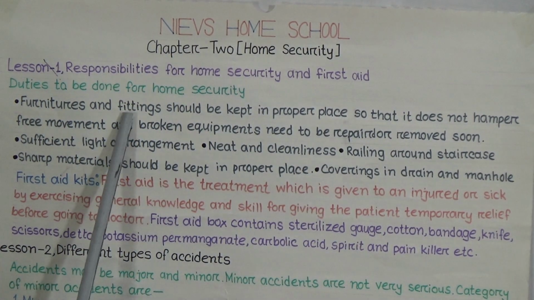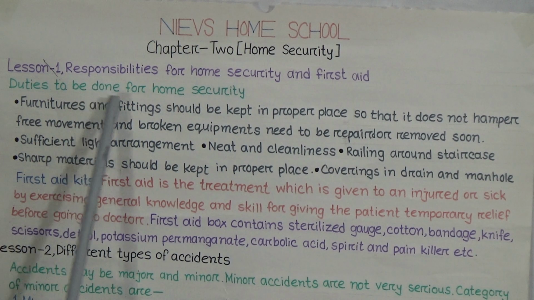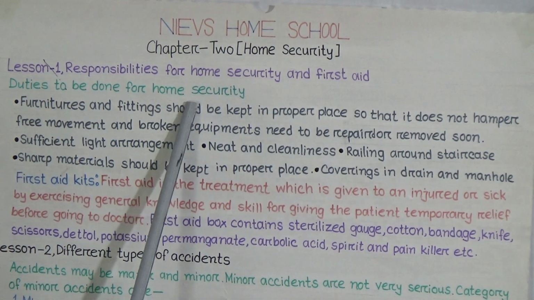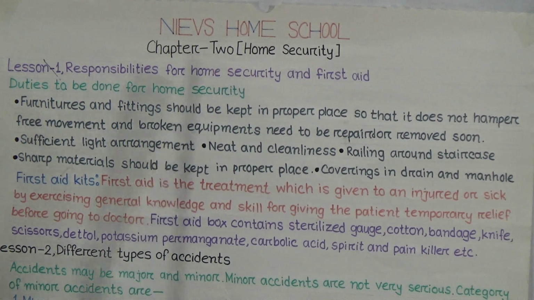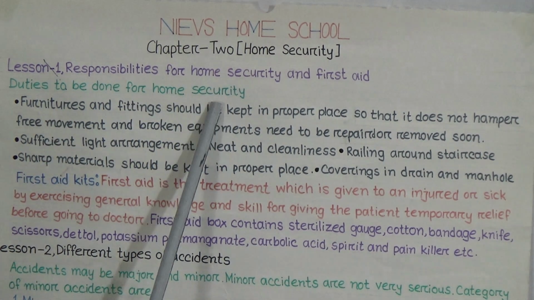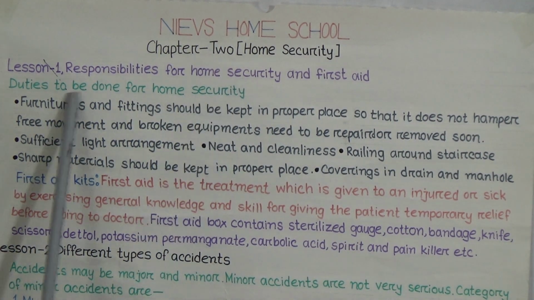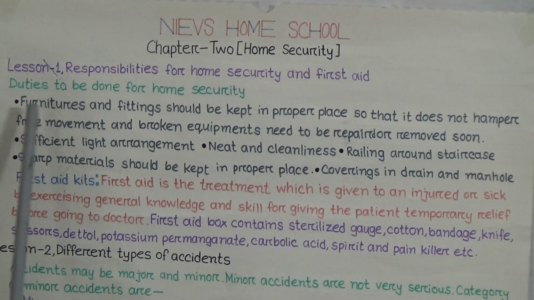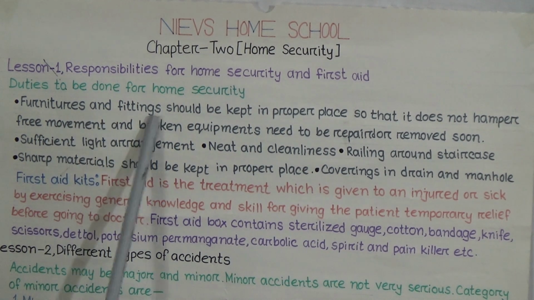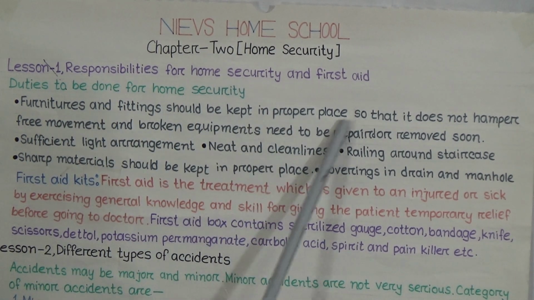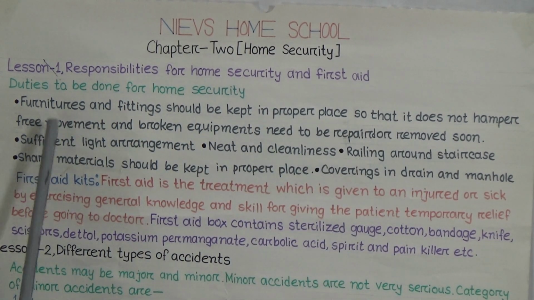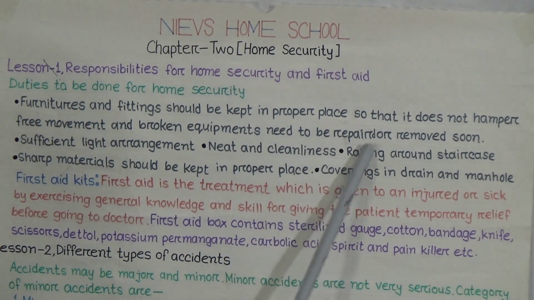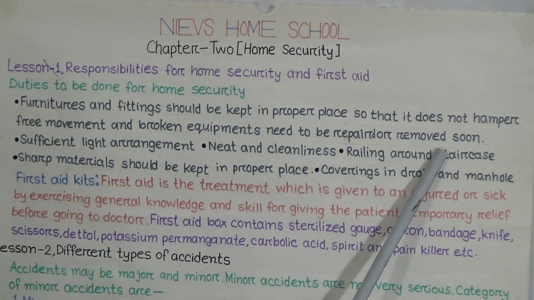In this lesson, we are going to learn about the duties that we have to do for the security of home. So here some responsibilities or duties are given. First, furniture and fittings should be kept in proper place so that it does not hamper free movement, and broken equipment need to be repaired or removed soon.